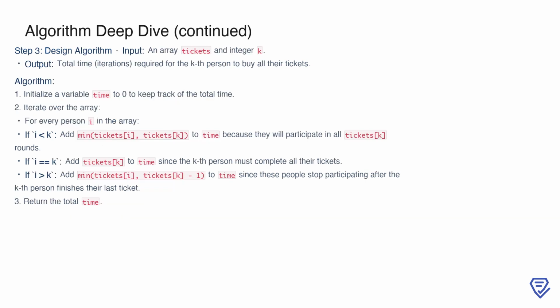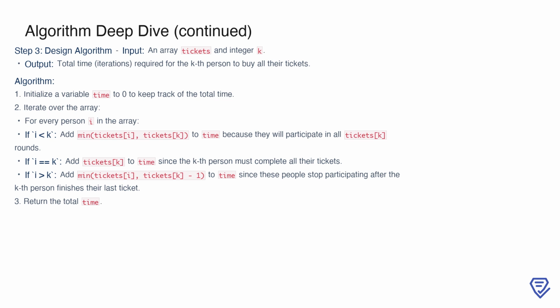To design the algorithm, we start by initializing a variable, time, to 0. This will track the total time required. We then iterate through the tickets array, processing each person individually. For people before the kth index, their contribution to the total time is the minimum of their ticket count and the number of rounds the kth person goes through. For the kth person themselves, we add all of their tickets because they need to finish them completely.